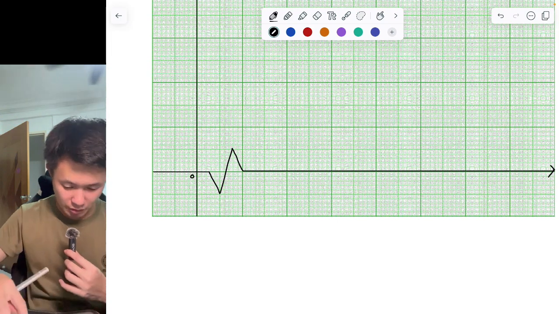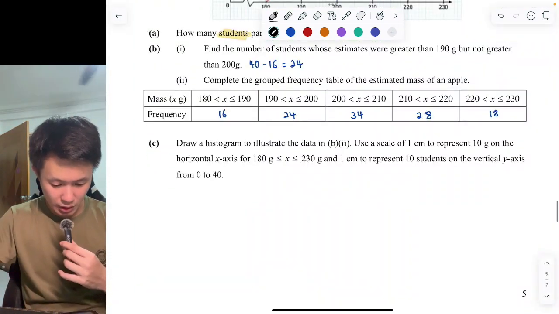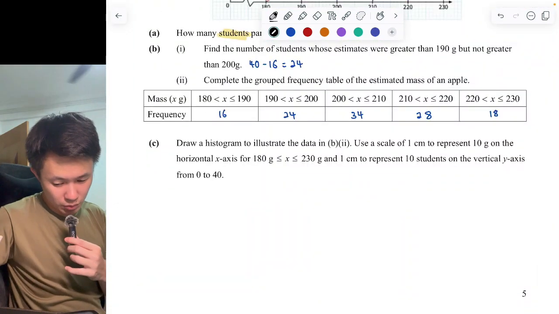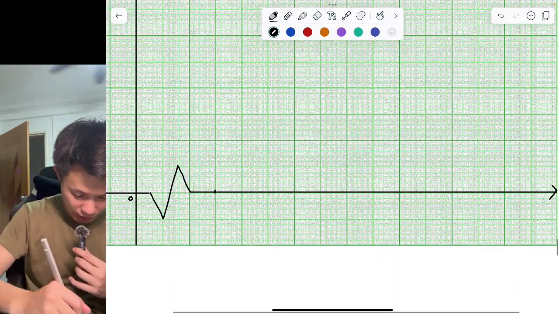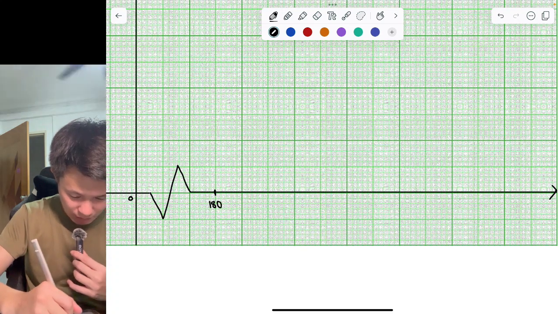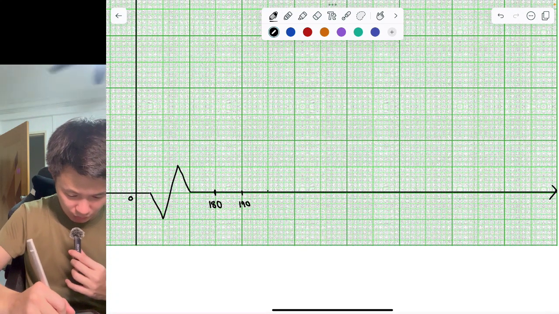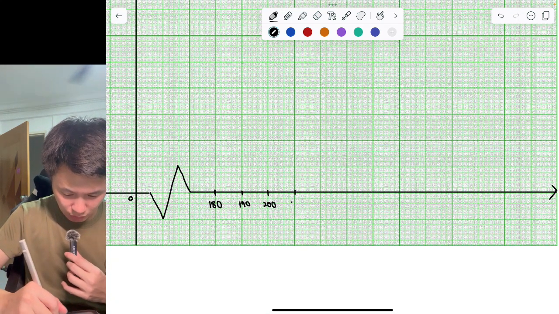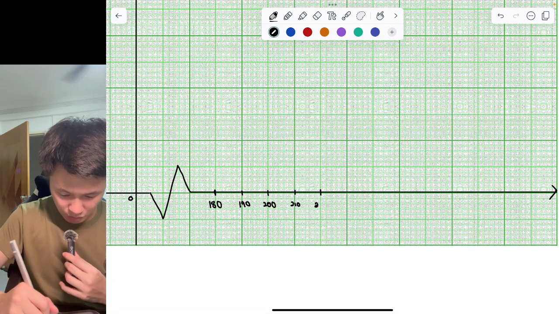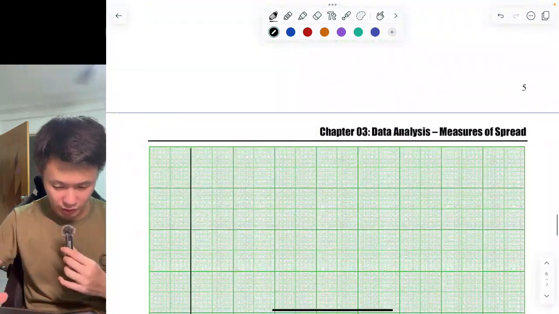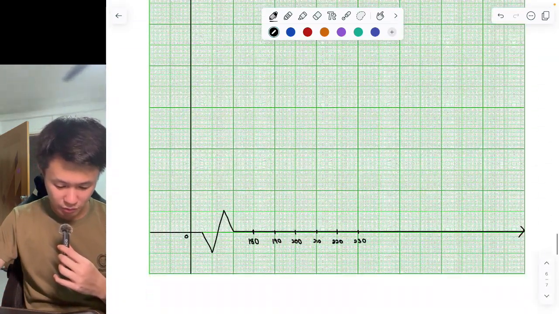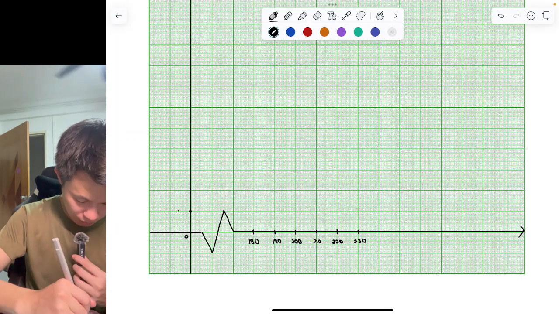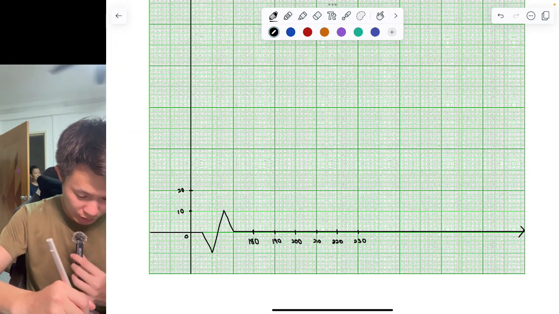So you start at 0. The horizontal axis would be 180 to 230 with 1 cm representing 10 grams, right? So let's start here with 180. This will be 190, 200, 210, 220, 230, right? And then for the vertical axis, we want 1 cm to represent 10 students from 0 to 40. So this will be quite similar to the cumulative frequency curve.